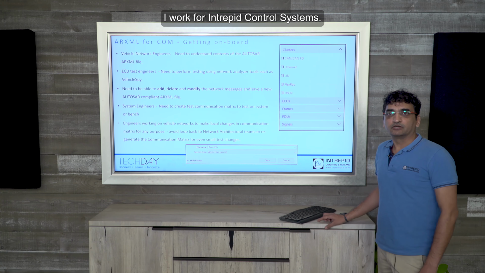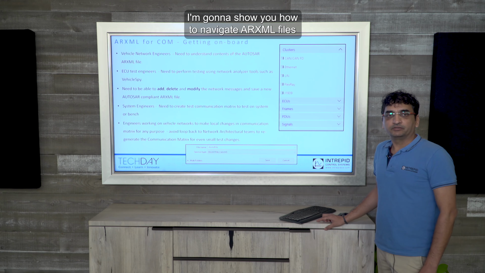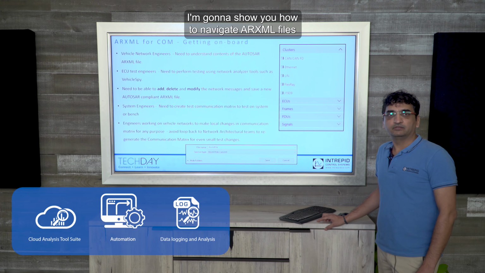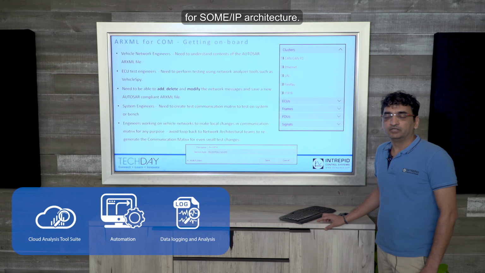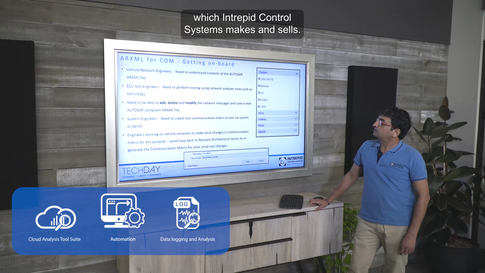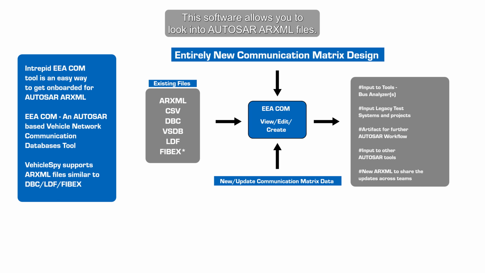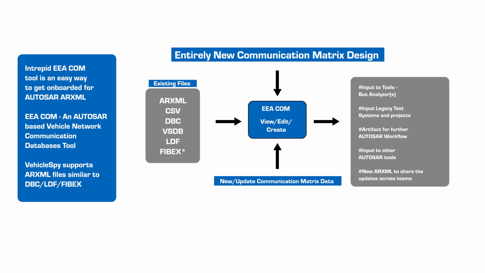I work for Intrepid Control Systems, and in this video I'm going to show you how to navigate ARXML files for some IP architecture. EEA COM is a software which Intrepid Control Systems makes and sells. This software allows you to look into AUTOSAR ARXML files, and this is an overview of what EEA COM can do for you.